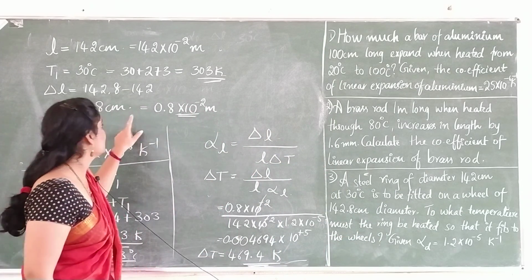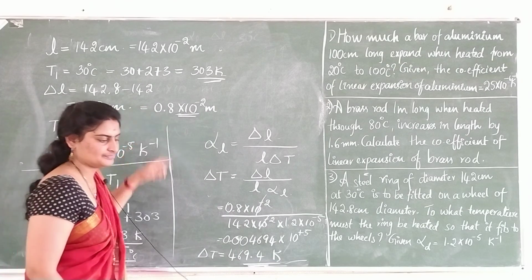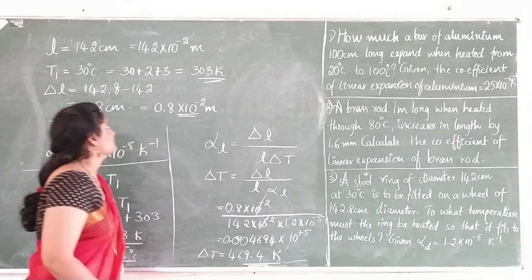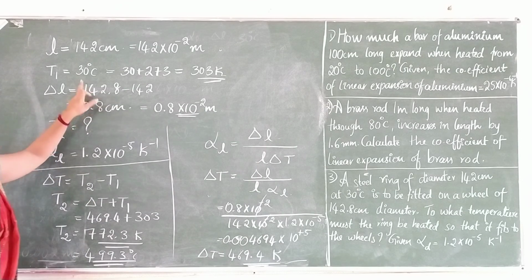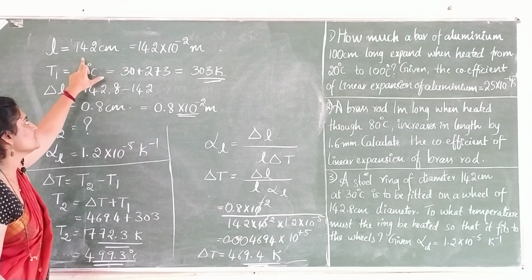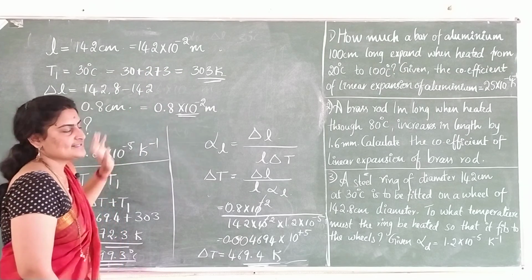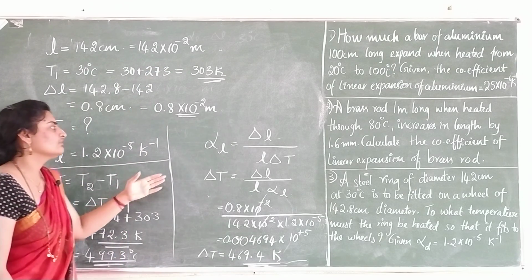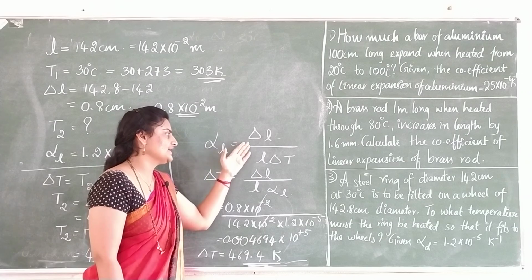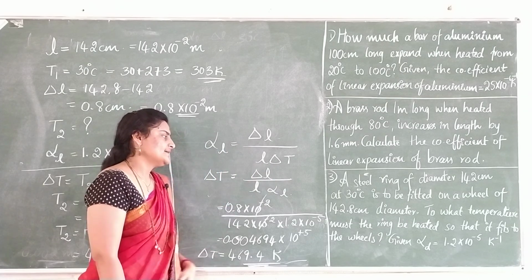So change in length is 0.8 centimeter, right, 0.8 centimeter. Initial temperature is 30 degree Celsius. Initial length is 142 centimeter. Write everything in SI units. Now formula is alpha L is equal to delta L divided by L delta T.